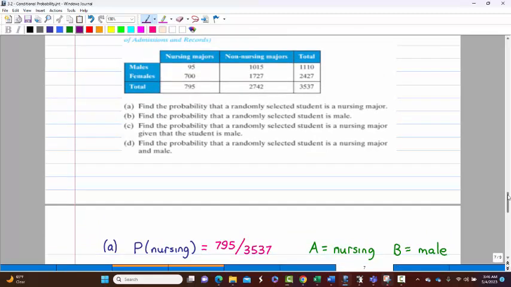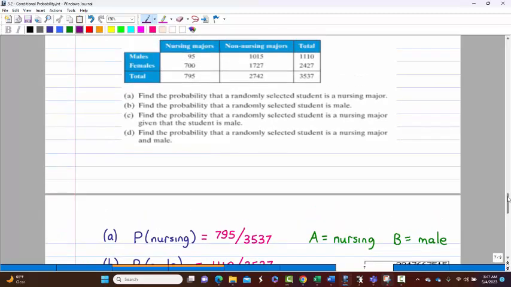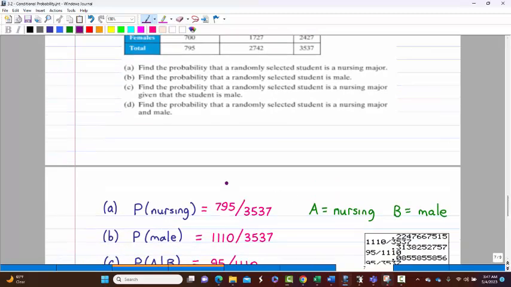Find the probability that a student is a nursing major. If you're just asking a probability of a single item on here, it'll be divided by that 3537. When we do conditional probabilities here in a minute, that's going to be a little different. It's not going to be divided by 3537. So out of 3537, how many of those are nursing majors? You come down here, look at the column of the nursing majors, and if you're selecting one at random, drawing a name out of a hat, it's 795 out of 3537.